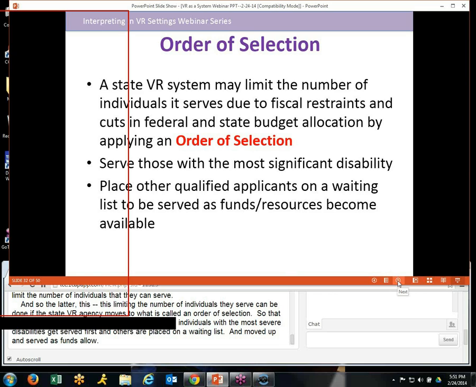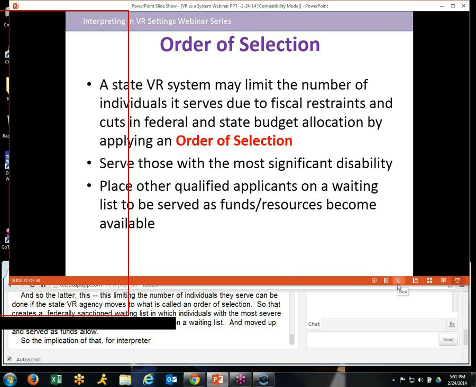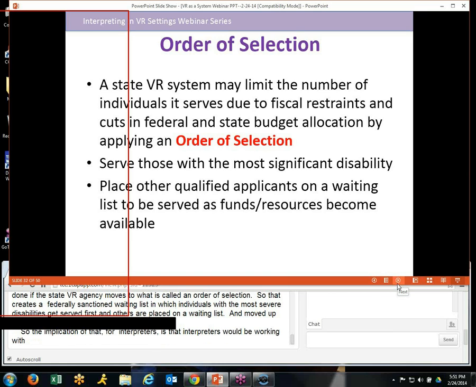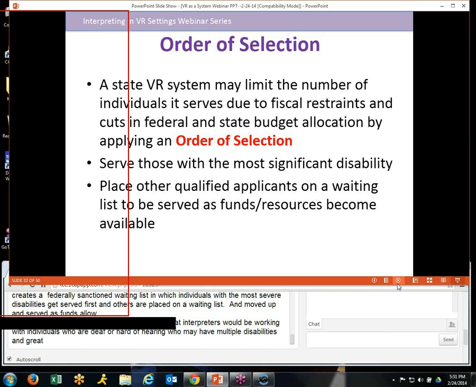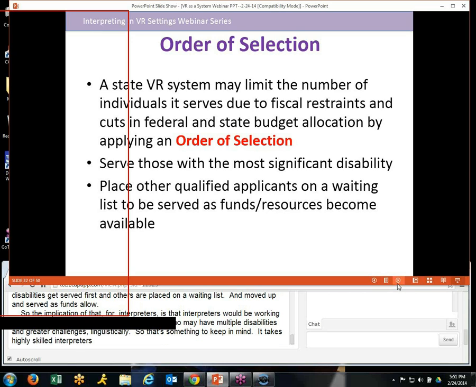So the implication of that for interpreters is that interpreters would be working with individuals who are deaf or hard of hearing who may have multiple disabilities and greater challenges linguistically. So that's something to keep in mind. It takes highly skilled interpreters to be effective in working with the VR target population.